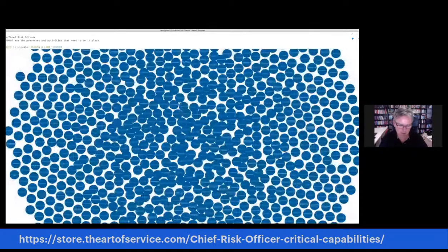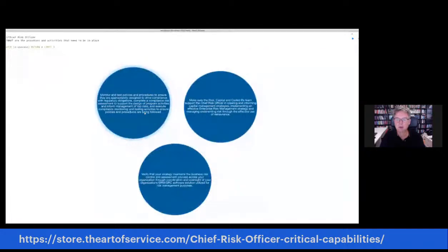So what my AI has done for me, it has told me these are all prioritized. So I just want to see, let's say, the top three, the three most important ones that I need to be focusing on. So what I need to be focusing on is monitor and test policies and procedures to ensure they are appropriately designed to drive compliance with regulatory obligations, complete a compliance risk assessment to support the design of program activities and inform management of top risks, and execute compliance monitoring and testing activities to ensure policies and procedures are being followed. My main task as Chief Risk Officer.